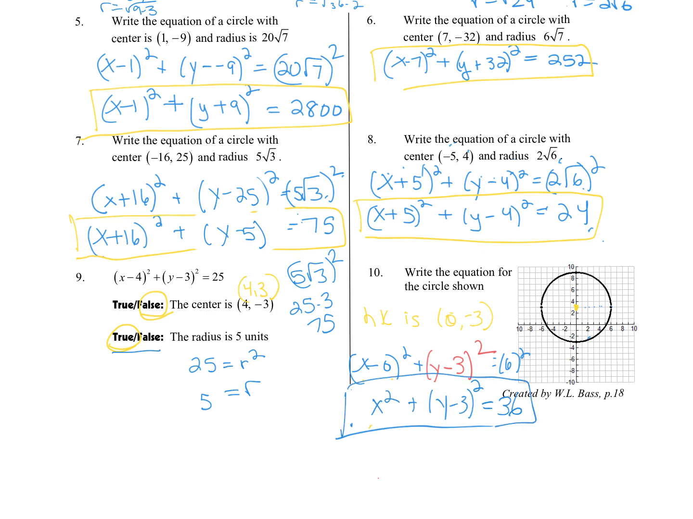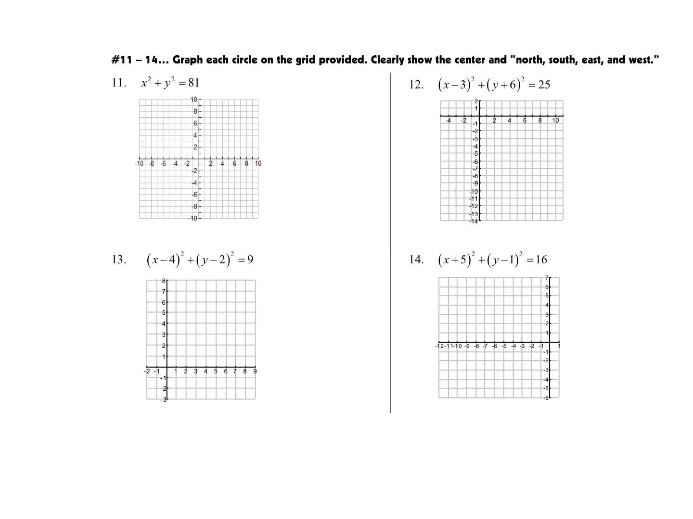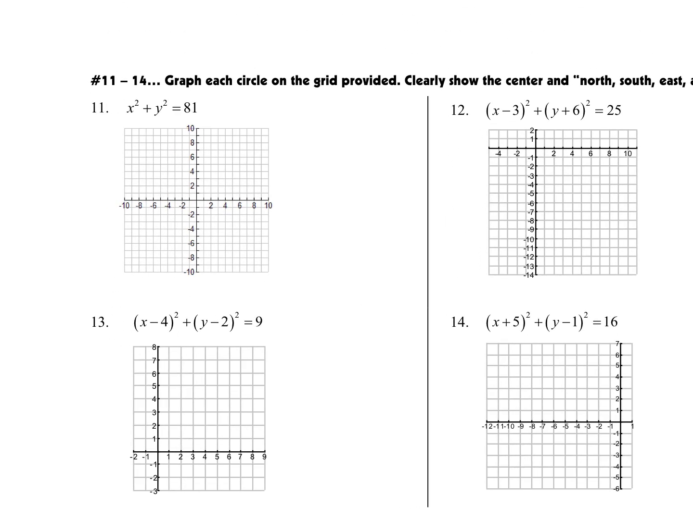Here we have some graphs. When we go to look at these, I'm going to show you what points we want to see on there, even though your circle may not be perfect. If we have an x squared and a y squared, what that tells us is that our HK is at the origin 0, 0. And if we have r squared is 81, the radius is 9.